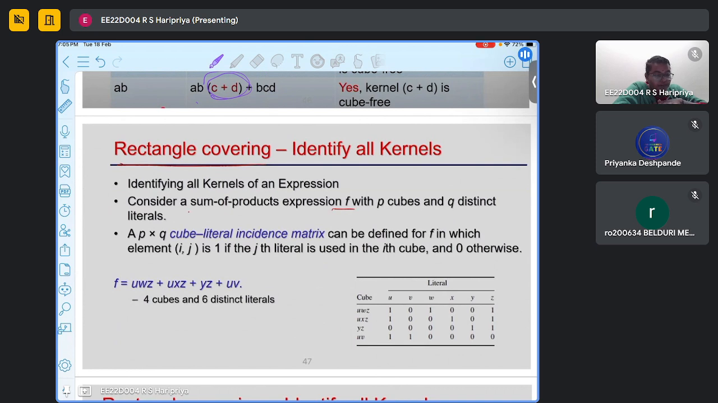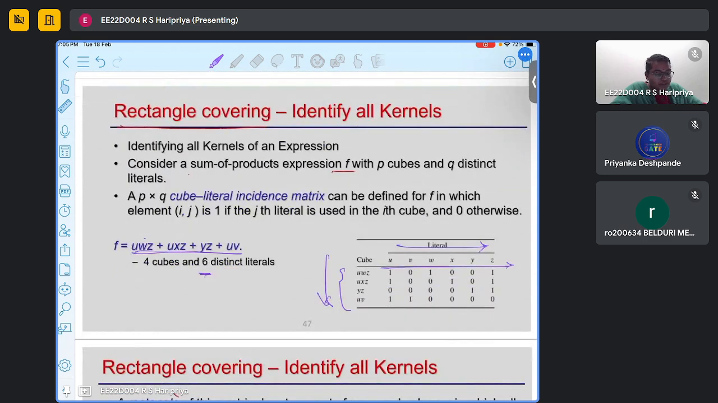So till now, for identifying the kernels, we have used the brute force based approach, which is not efficient. So can we automate that? So rectangle covering to identify all the kernels. For that, if we take this expression, there are total 4 cubes. We write all the 4 cubes. How many distinct literals? We have total 6 literals. So in this way, here we write the literals and cubes. Next, we have to form the rectangles and then group the rectangles.